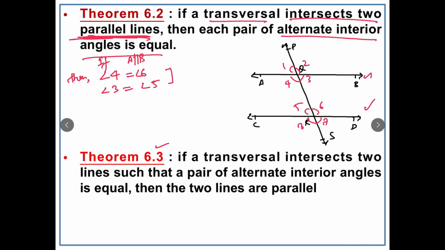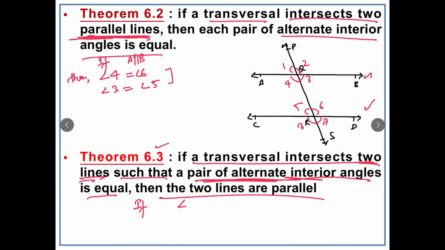Similarly, now we have theorem 6.3, which is the converse of theorem 6.2. It says if a transversal intersects two lines, again you can see he's talking only about lines, not parallel lines, such that a pair of alternate interior angles is equal, then the lines have to be parallel. That means if angle 3 is equal to angle 5, which are alternate interior angles, then A has to be parallel to B. That's what theorem 6.3 says.